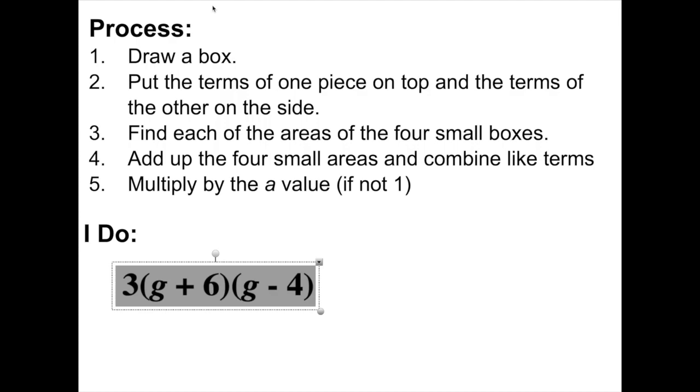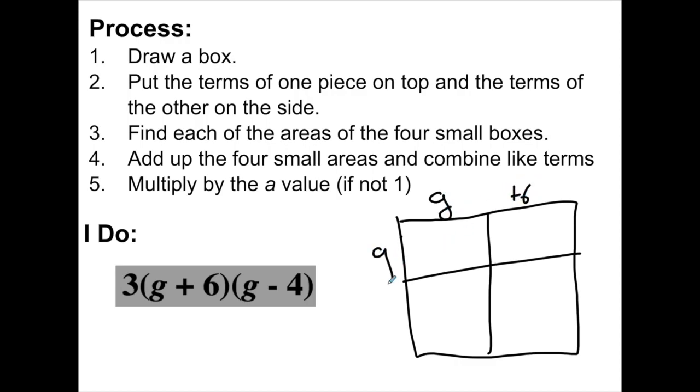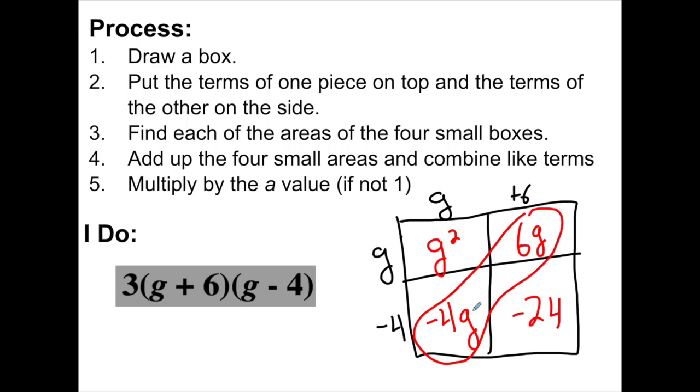All right, now I'm going to spice it up a little bit, and I'm just going to put a 3 up front. So remember, to start, we build out our box. We do up top g plus 6, g minus 4. Probably make your g's loopy so they don't look like 9s. G times g is g squared. G times 6 is 6g. G times negative 4 is negative 4g. Positive 6 times negative 4 rather is negative 24. We can see that these are going to combine and make 2g, 6 minus 4.